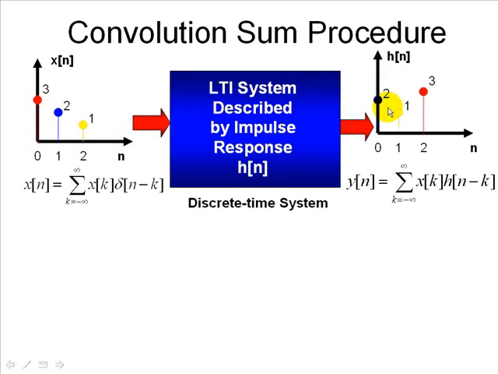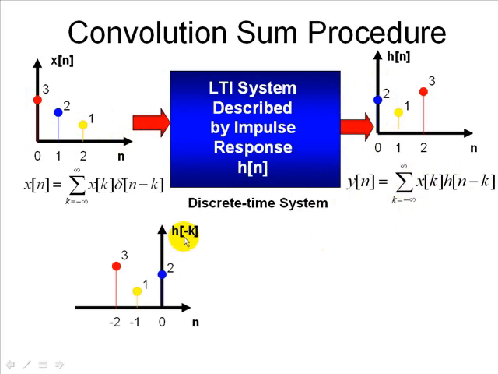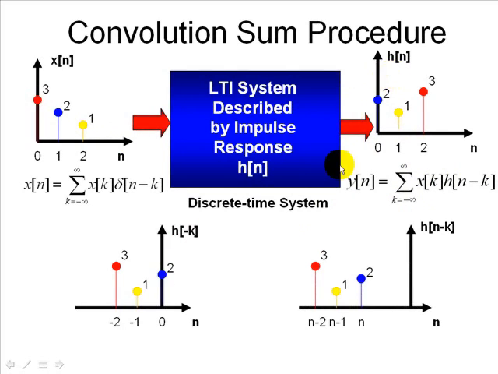So here we have h sub n. Now we want to apply this equation here, so we'll look at this h sub minus k right here. So this is just a reflected version of h sub n, and then where we shifted n far to the left to get this.